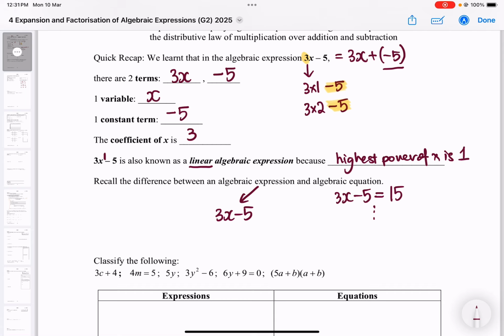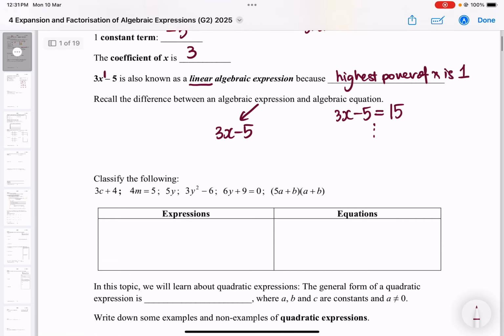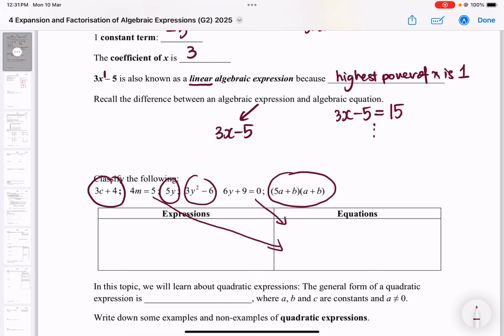Whereas in an equation, we would have a left-hand side expression equal to an expression on the right-hand side. So in these examples given here, you should be able to easily write down which are the expressions and equations. You can try writing them down first by pausing this video. Okay, so generally you can see that everything without an equal sign, all these are algebraic expressions. Everything with the equal sign are equations.